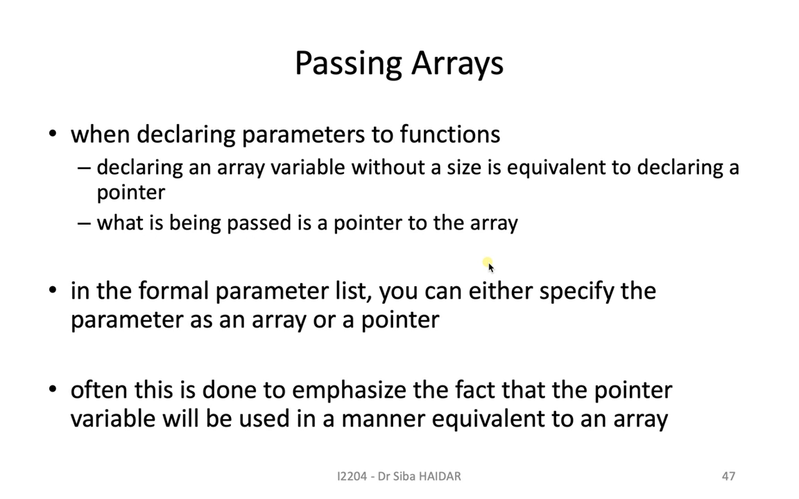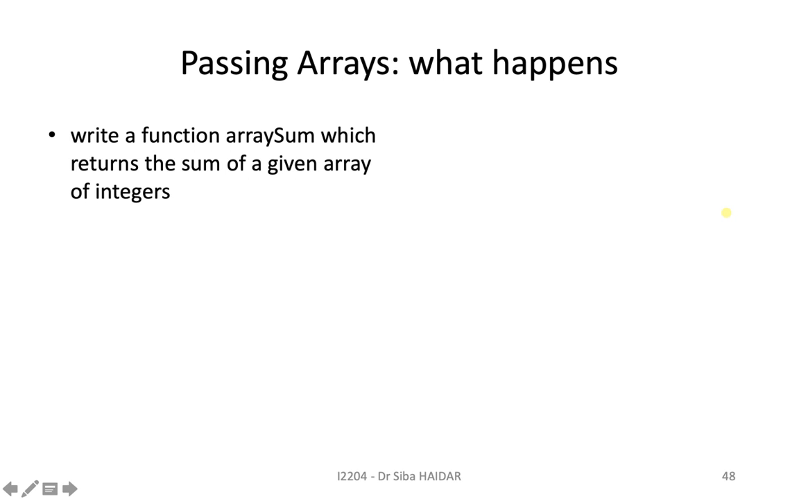This is the reality. In the formal parameter list, you can specify the parameter either as an array or as a pointer. No difference. You write int *x or int x brackets, it's exactly the same thing. Often this is done to emphasize the fact that the pointer variable will be used in a manner equivalent to an array. So let's take an example before we end this section and pass to the next one.